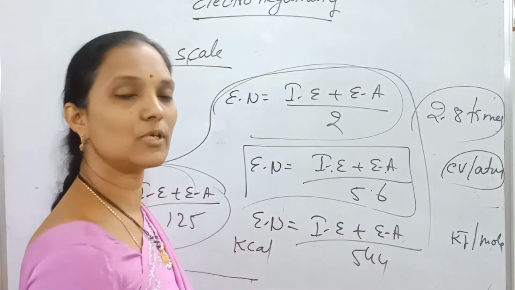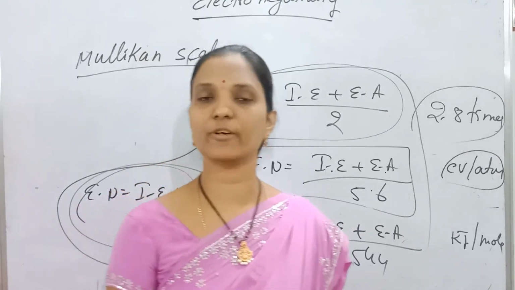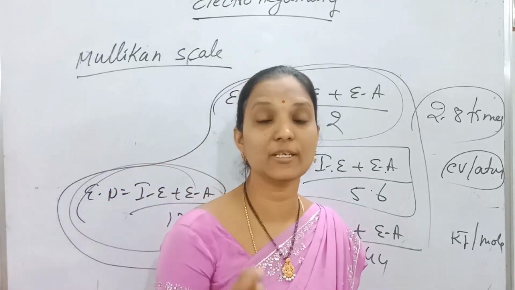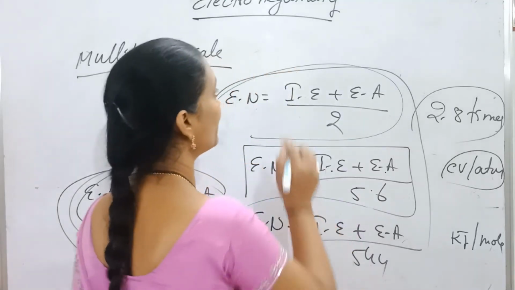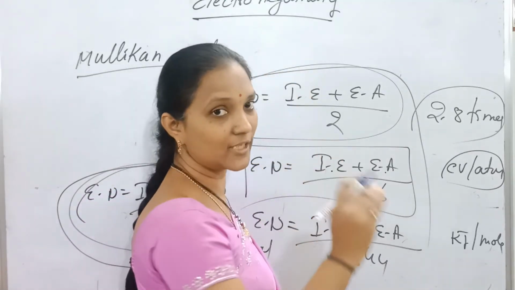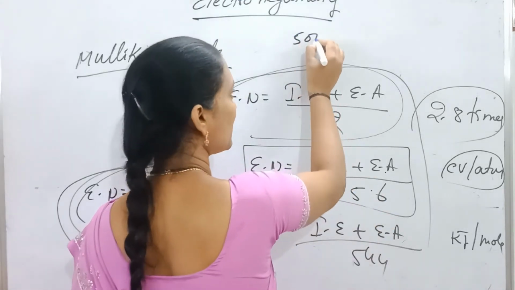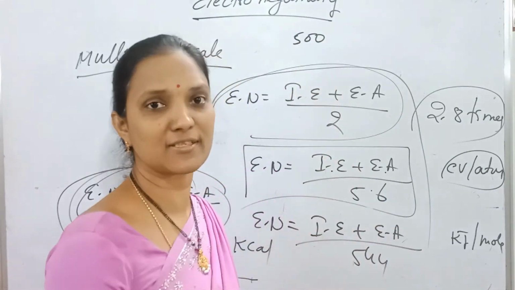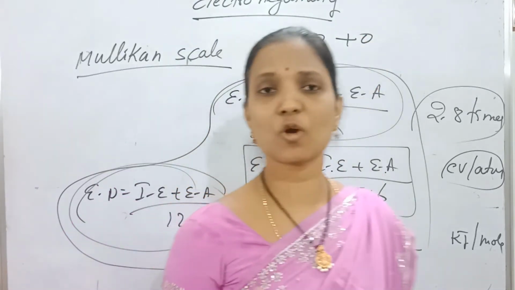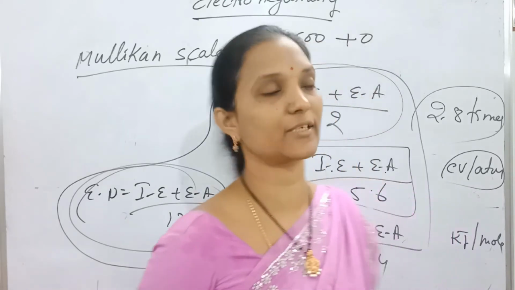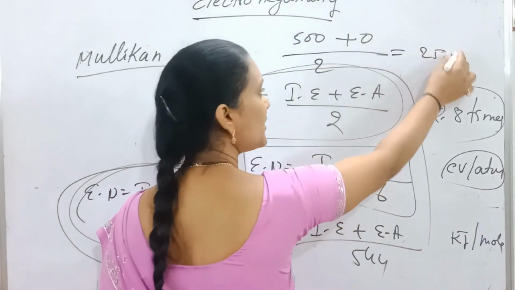These are the formulae used to calculate electronegativity in Mulliken scale. This Mulliken scale is not applicable for noble gases. Why? See the problem: ionization enthalpy of noble gases is very high, the highest, for example 500, just for example. Electron affinity is 0, because they do not gain or accept electrons. So 500 plus 0 by 2 is 250, some value we are getting.